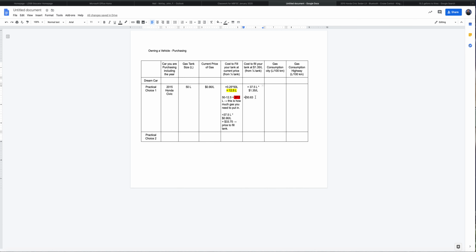So there you go. This is how much it's going to cost. Look, it's almost $17 more to fill your tank at this price every time, right? So at $1.35 per liter, it will cost $50.63.